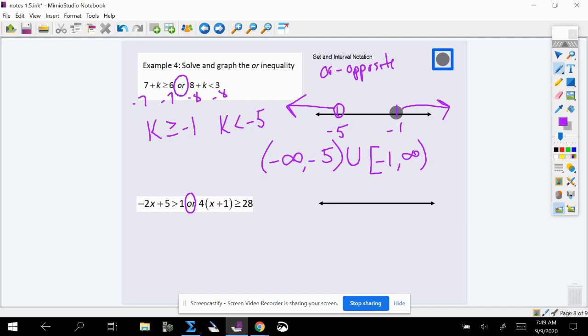Next one, I'm going to solve the left inequality first. So I'm going to subtract 5. So -2x is greater than -4, divide by -2. I divided by a negative, so I do need to switch my inequality to a less than.